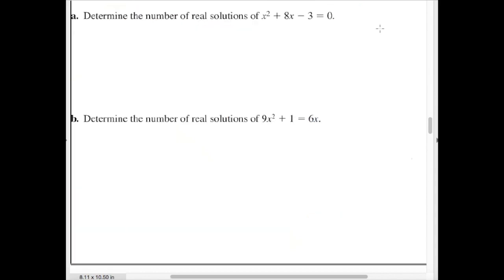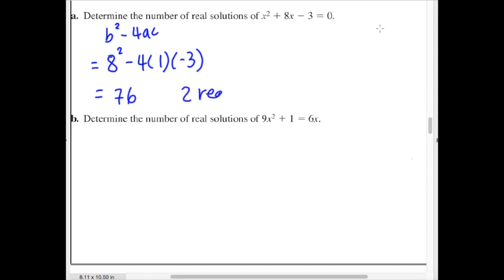So for these two questions shown, let's determine the number of real solutions of x squared plus 8x minus 3 equals 0. I'm going to use the discriminant formula, which I can get from the quadratic formula, which is b squared minus 4ac without the radical. Then I'm just going to substitute all my values of a, b, and c. So 8 squared minus 4 times 1 times negative 3. And then you just simplify. So 64, 8 squared is 64, plus 12 will equal 76. The discriminant is greater than 0, so the equation has two real solutions.